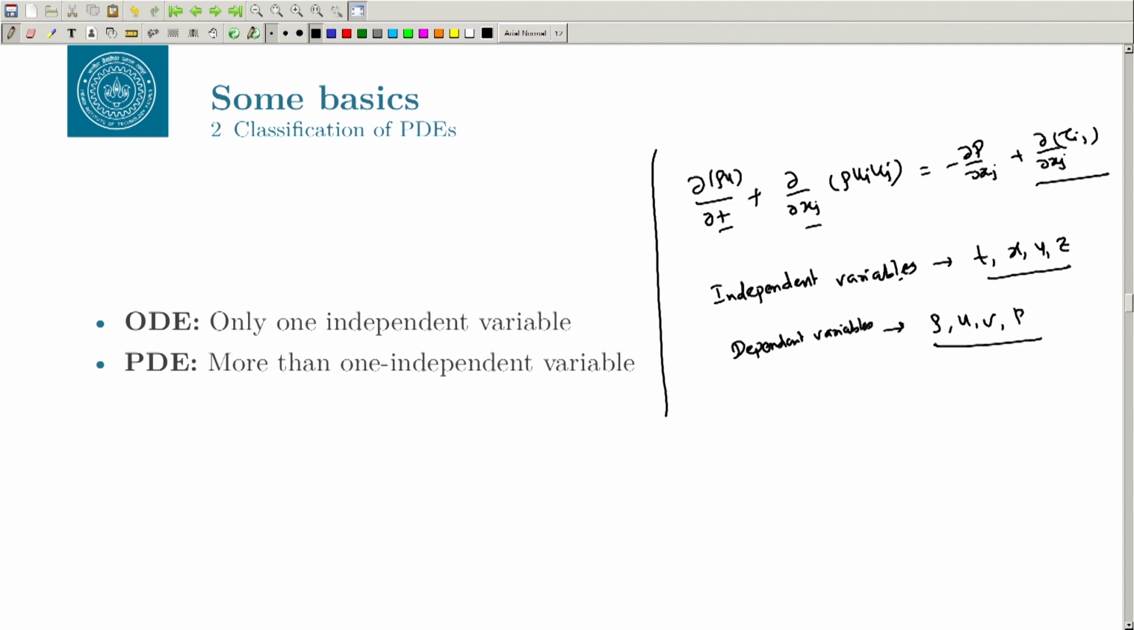So, if an equation has just one independent variable, for example a 1D steady state flow, then what will happen? The t will disappear. The t, y, z all disappear. And the only independent variable that we have is x.